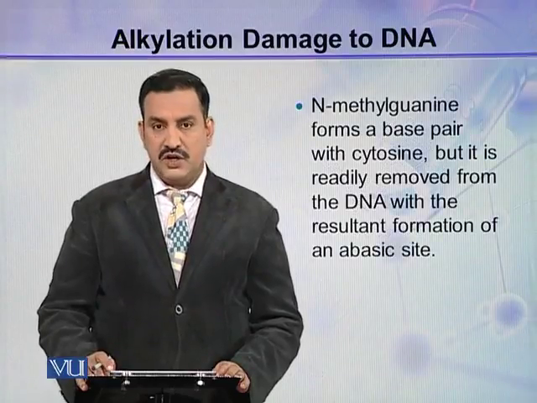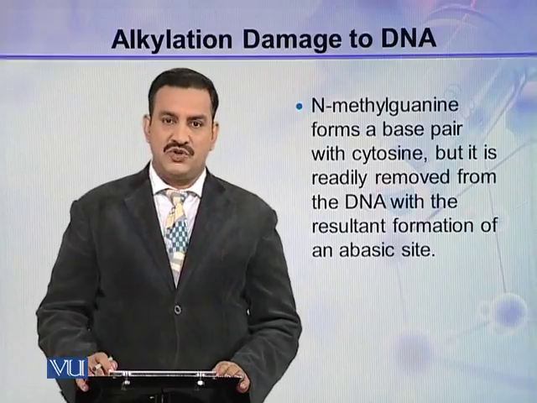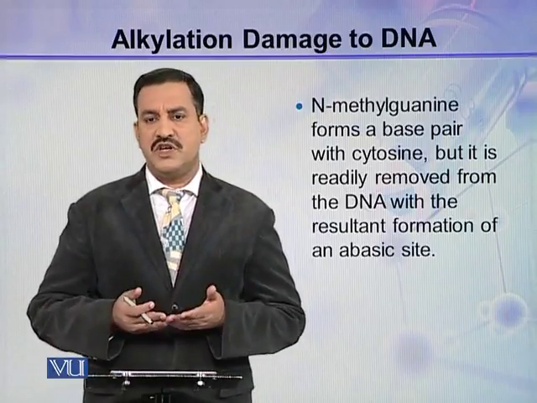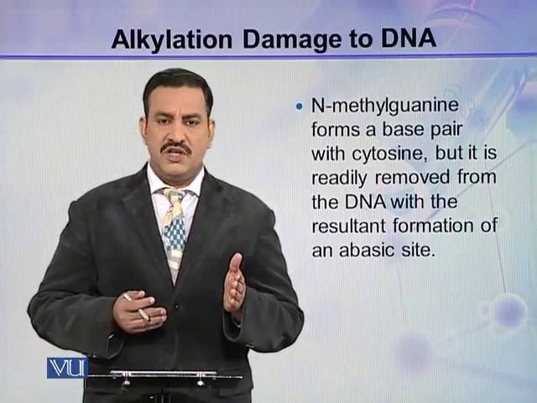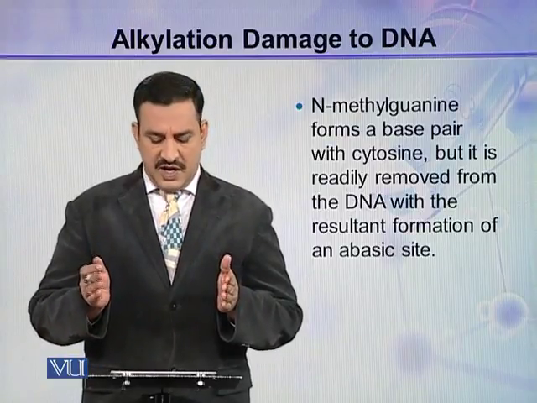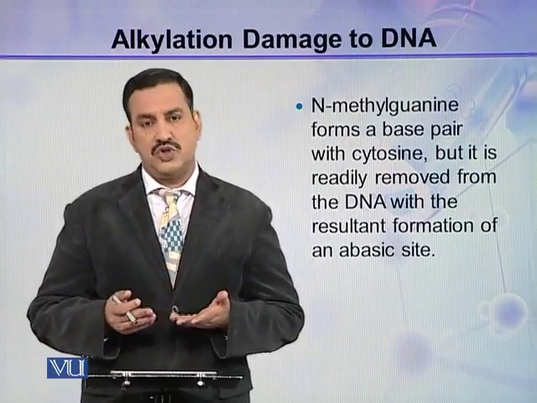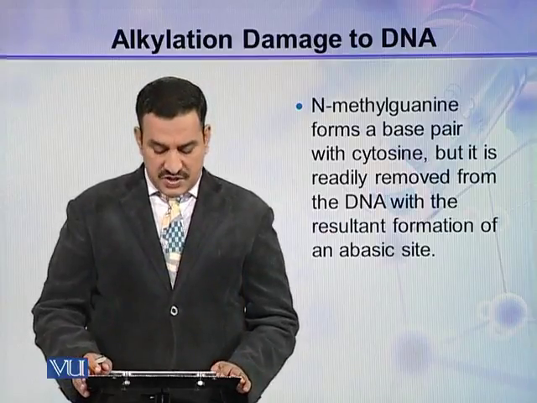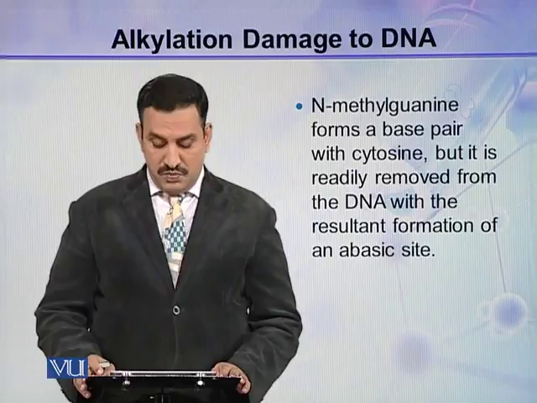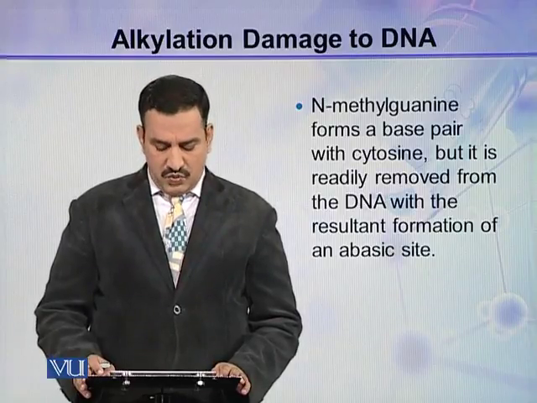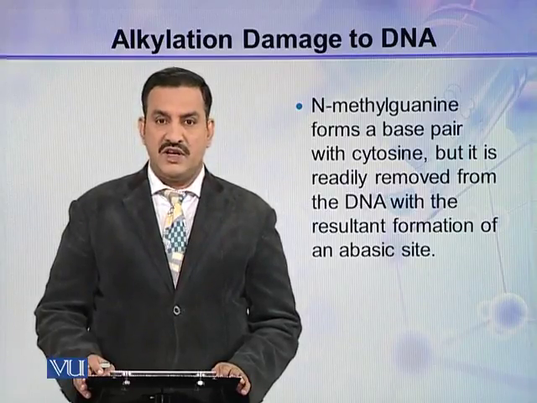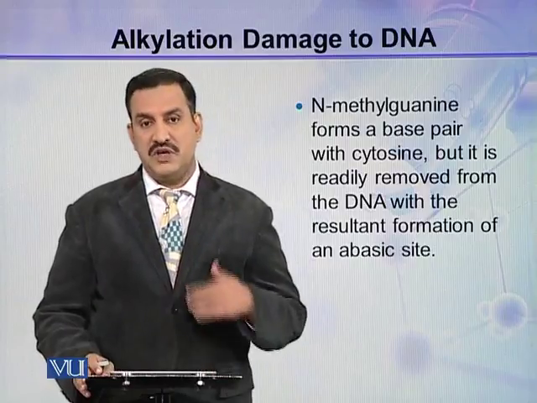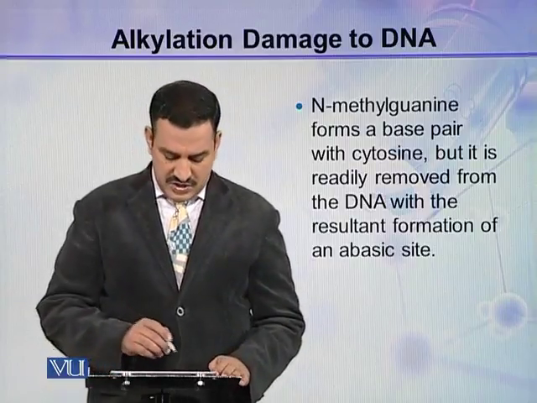N7 methyl guanine forms a base pair with cytosine. So this is normal base pairing. You know, guanine base pairs with cytosine, and N7 methyl guanine also base pairs with cytosine. Then there is no change, but it is readily removed from the DNA with the resultant formation of an abasic site, which may be dangerous for the DNA.